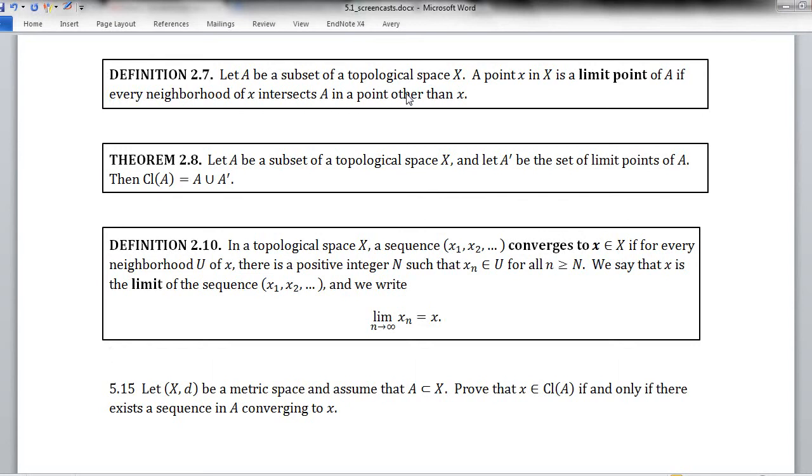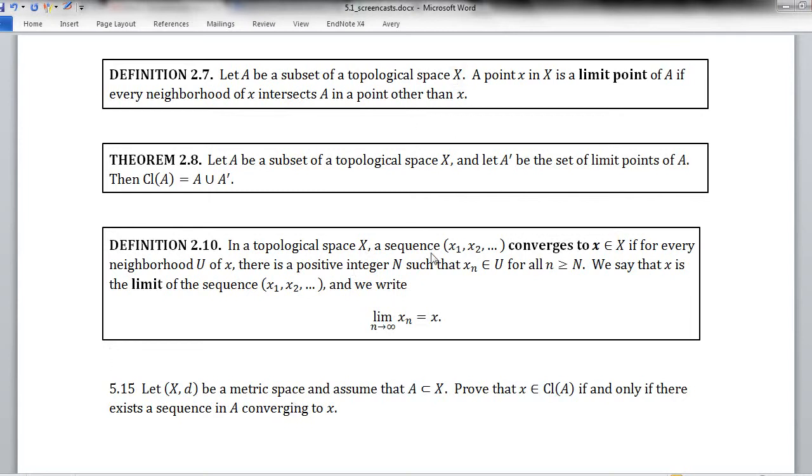Exercise 5.15 says, let (X, d) be a metric space and assume that A is a subset of X. Prove that point x is in the closure of A if and only if there exists a sequence in A converging to x, which sounds reasonable enough. Not necessarily true for general topological spaces, but true for metric spaces.